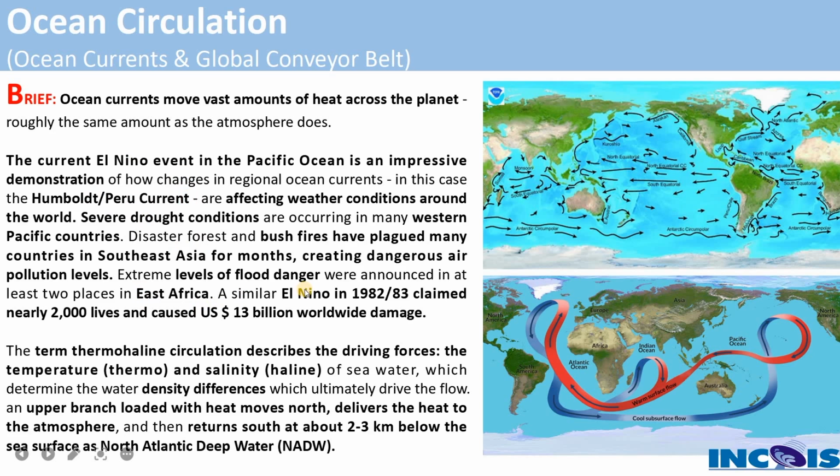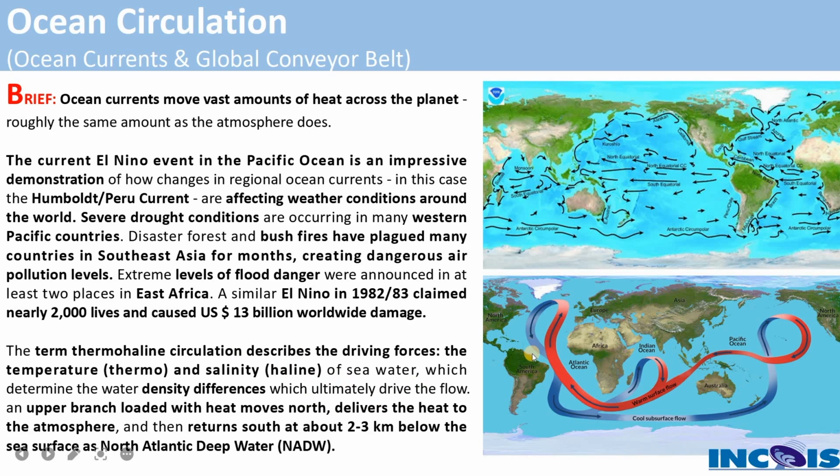A similar El Nino event happened in 1982 and 83, claiming around 2,000 lives and causing $13 billion of worldwide damage. You can understand how changes in ocean currents can affect both marine and atmospheric systems. It can cause droughts, fires, bushfires, heavy rainfall, all these kinds of impacts that we can see. And another, as I said, is of course the thermohaline circulation.